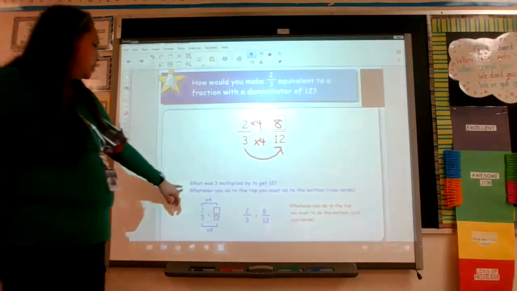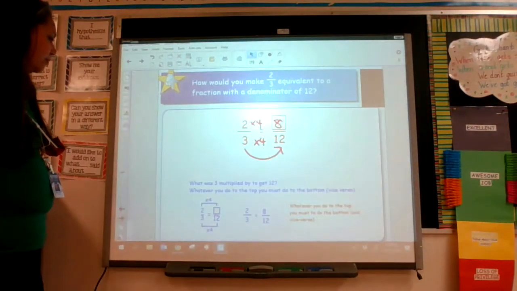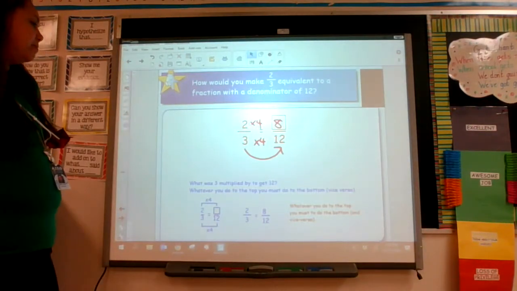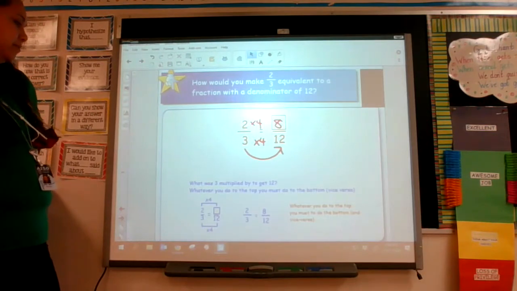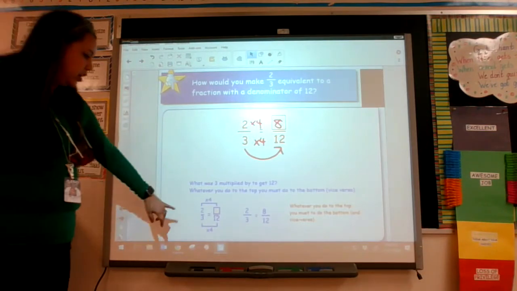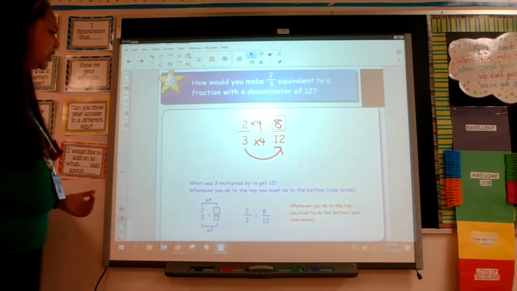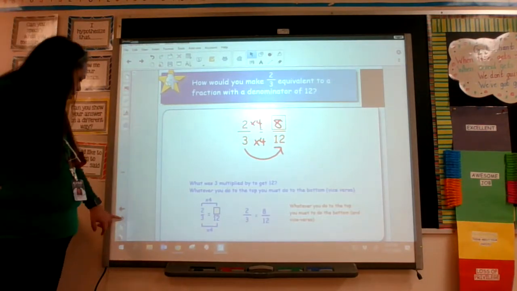Okay. It says, what was 3 multiplied by to get 12? Whatever you do to the top, you must do to the bottom. So here's that example here. You can pause this video, really look at it, think about what it's saying here.